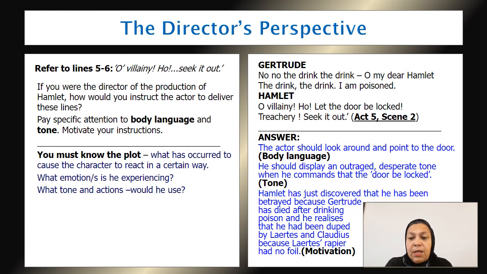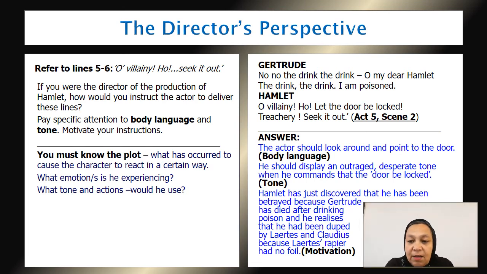So your answer could be layered as follows. The actor should look around and point to the door. Here we're mentioning body language. He should display an outraged, desperate tone when he commands that the door be locked. You're now giving more details on tone. And so why? So here is your justification then.